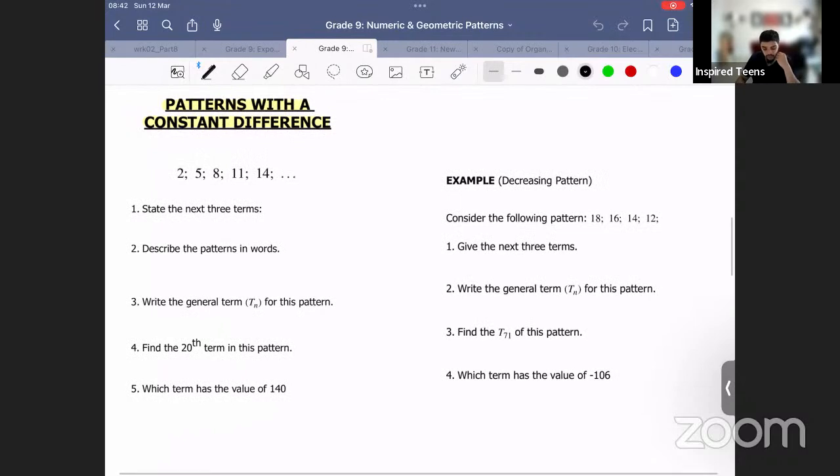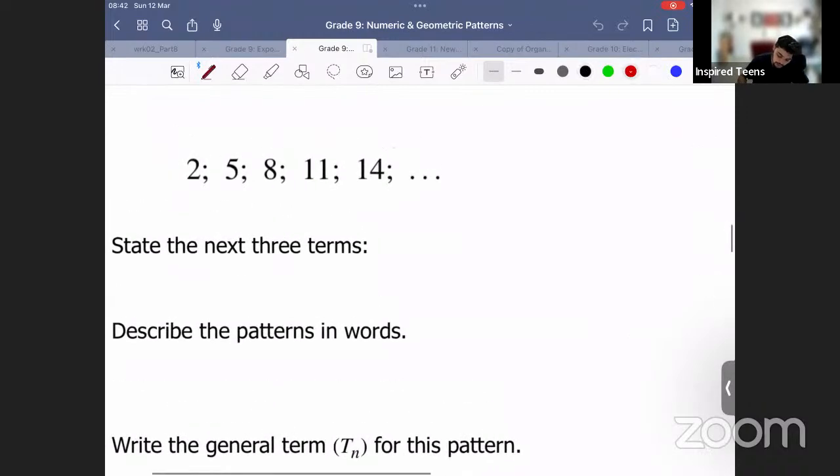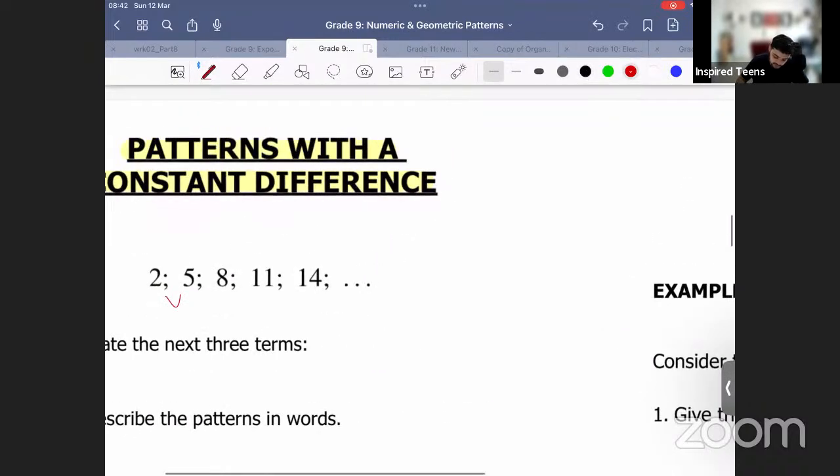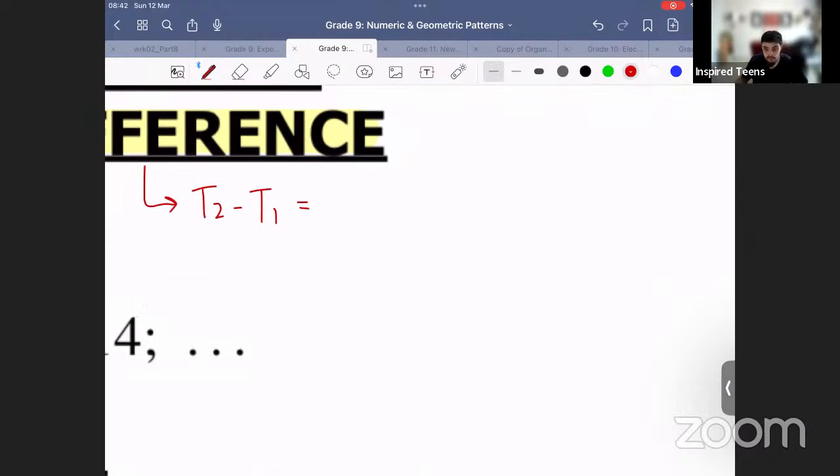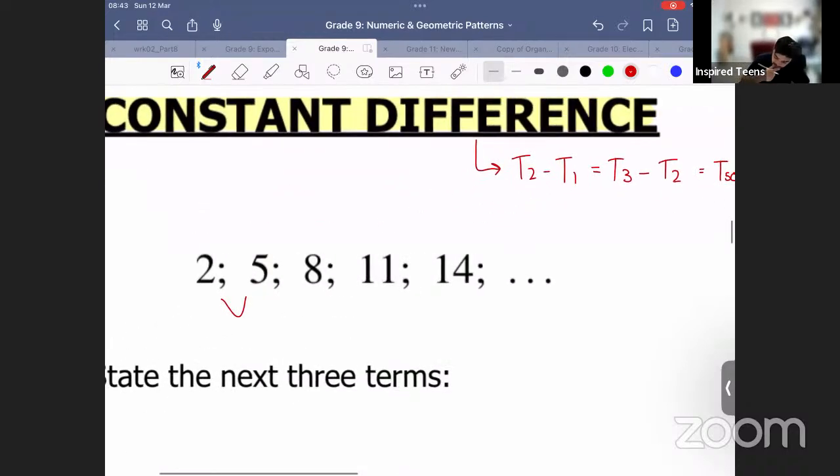Okay, let's talk about patterns with a constant difference. So what is a constant difference? If we try and identify the difference, you're going to take your second term minus your first term. Alternatively, you could take any two consecutive terms, any two terms that are one after the other. You say the bigger one minus the smaller one. So for example, I could say T3 minus T2, or T2 minus T1, or T50 minus T49. When I say T50, T1, T2, I'm talking about the term number.